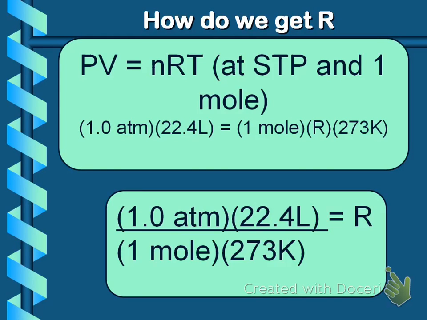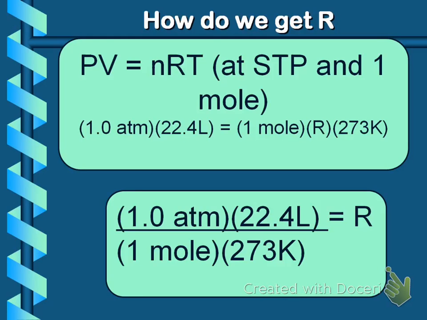And that's what I've done here. I've rearranged the equation to be PV over nT equals R. So I have 1 times 22.4, and on the bottom I put 1 mole times 273. Obviously the ones cancel, so if you just take the molar volume, 22.4, and divide it by the Kelvin temperature, 273, you basically get a value for R.